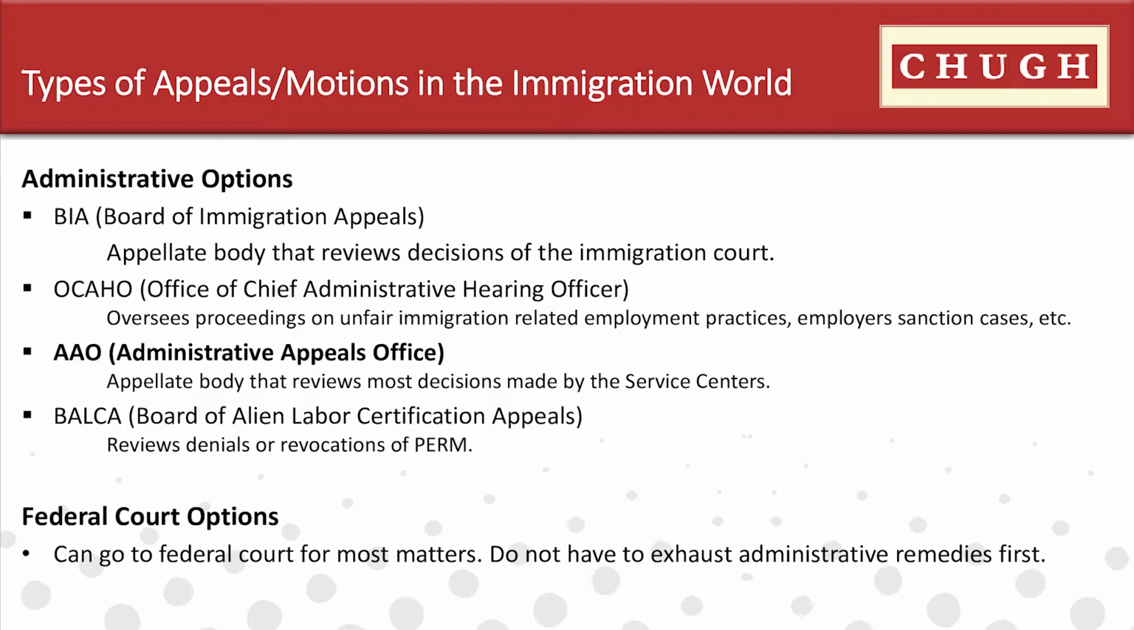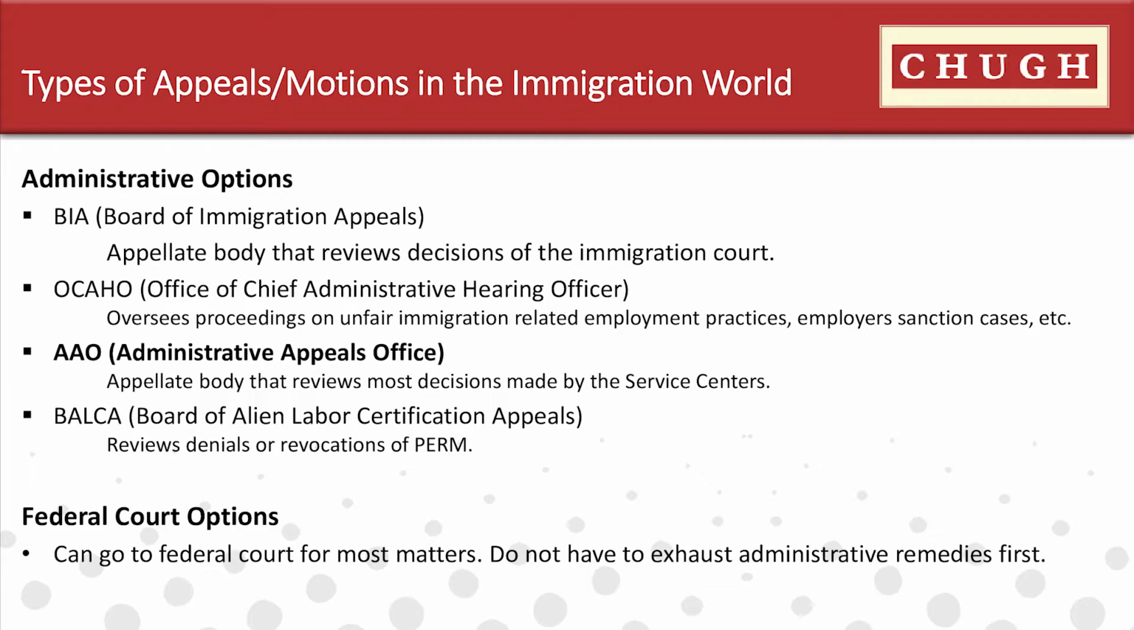Then, of course, you have the federal court option. And this is a different animal altogether. The important thing to note is that you don't have to exhaust administrative remedies first. You can choose to go directly to federal court. As many of you know, more and more immigration matters, even on the employment side, are getting litigated these days, and many of the changes in the regulations have been brought about by federal litigation. So that's, in brief, a snapshot of the different types of appellate options.